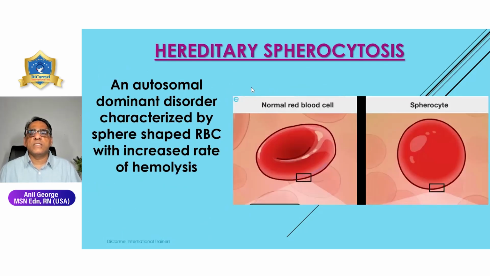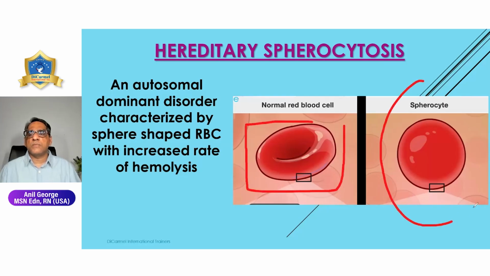Now, that's hereditary spherocytosis. It's an autosomal dominant disorder characterized by sphere-shaped RBCs. Now, we can see the normal RBCs have the biconcave shape, and here it has a spherical shape. You can see the spherocytosis. But these RBCs are at a high rate of hemolysis. They can easily break down. So again, it's a genetic disorder.